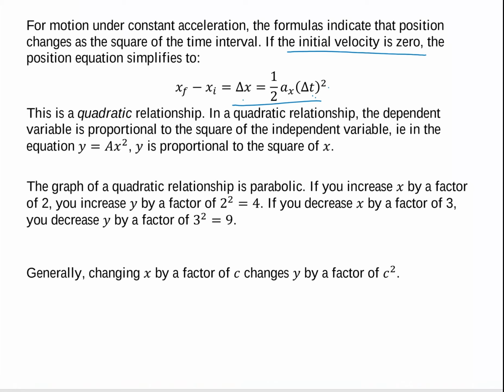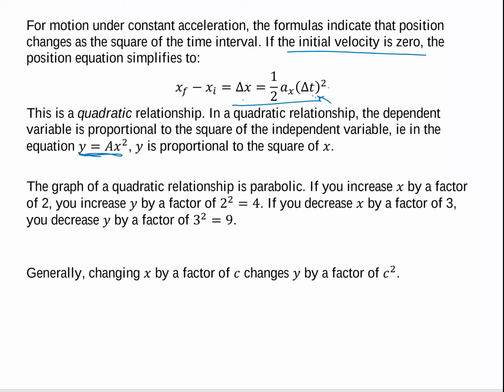Y is proportional to the square of x in this equation. This is the algebra version of what we're looking at right here. So the graph of a quadratic relationship is parabolic. We see a parabola. That's what we've been saying. If you increase x by a factor of 2, you increase y by a factor of 2 squared. So if you know the shortcut when you're graphing a parabola, that's exactly what this says.